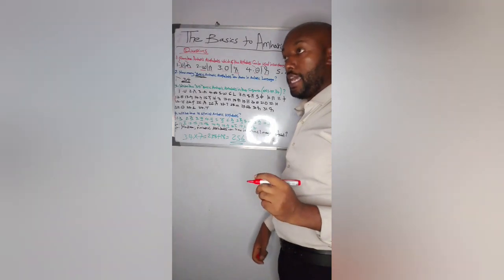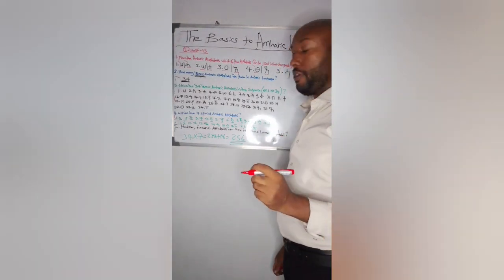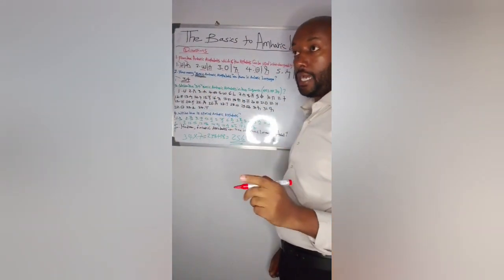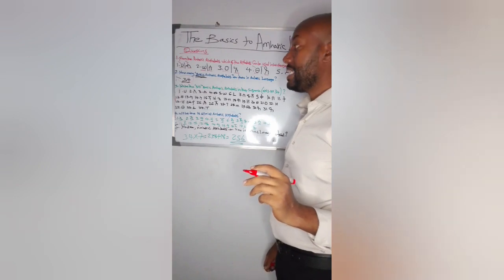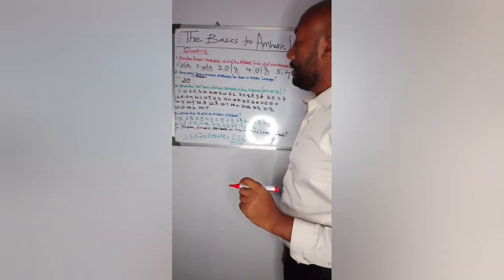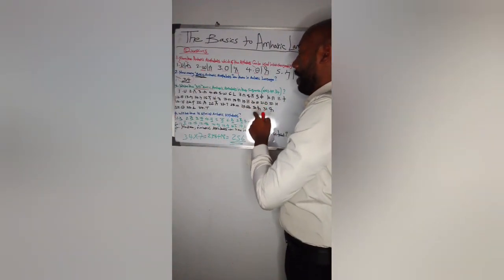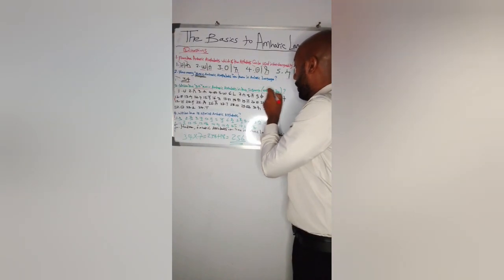We have said that there are 34 basic Amharic alphabets in the Amharic language. The basic ones are 34. The third question is: write the 34 basic Amharic alphabets in their sequence, from number 1 to number 34.